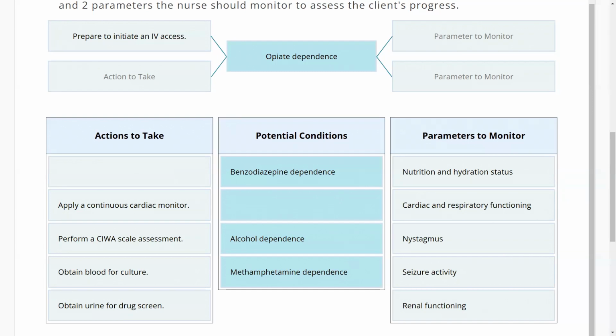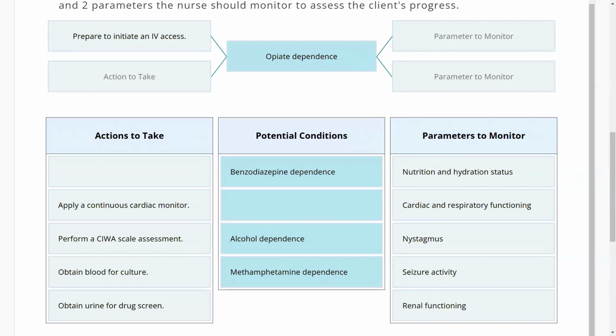Opioid dependency, but withdrawing. Okay. All right. I'm seeing more answers. And yeah, I see you, Johan, put in that parameter to monitor. I see you on to the next. I see that. All right.